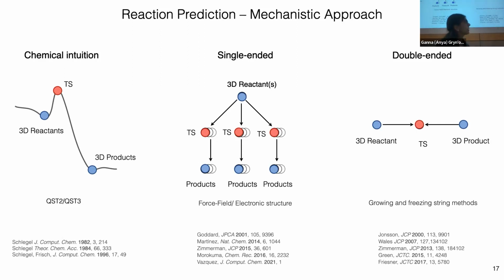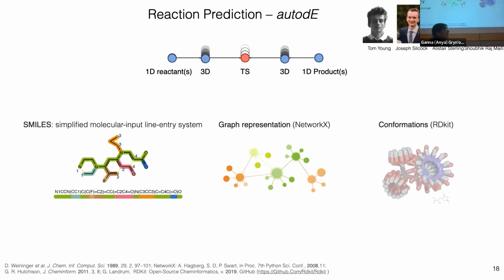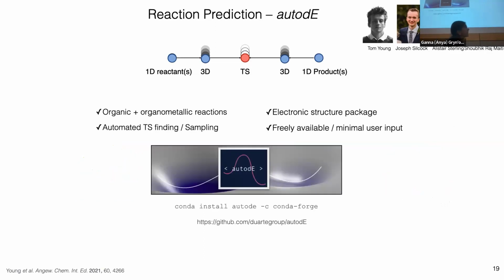So we were interested in developing a methodology that will go beyond this 3D model, where we can start from a 1D representation. And indeed, we wanted to make use of all these amazing tools that are now available for us, based on the SMILES representations, using graph representations as well, and RDKit, among other different tools. So combining them in one place. And this is how AutoDE came to life.